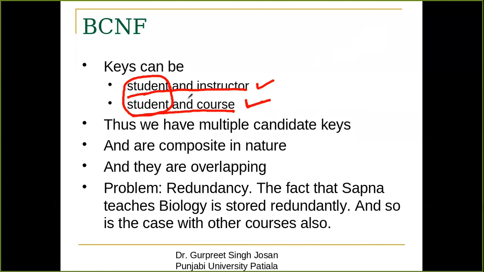Then we can say there is a requirement for the 3.5 normal form, or you can say Boyce-Codd normal form. Only then will this table be decomposed further in order to achieve the BCNF. Thus we have multiple candidate keys, they are composite in nature, and they are overlapping. And what is the problem here? The problem here is again the redundancy.